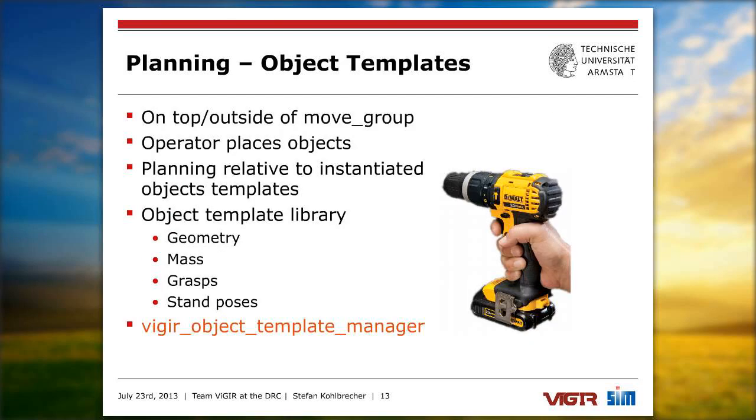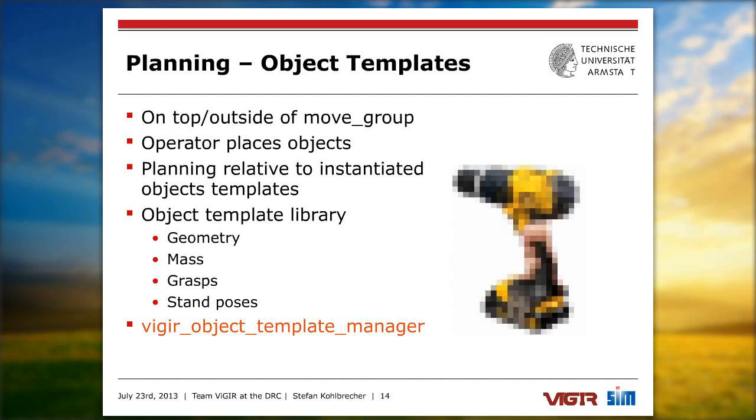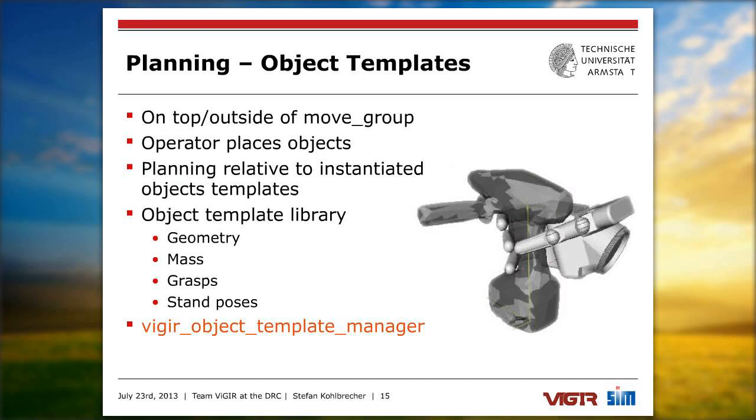On top of the planning system, we implemented an object template approach that allows the operator to place objects and then plan relative to these instantiated object templates. The template library contains geometry information, mass information, grasps for the object, and stand poses. Basically, you have your object and sensor data, and then you align it, and then you can act upon this instantiated object.